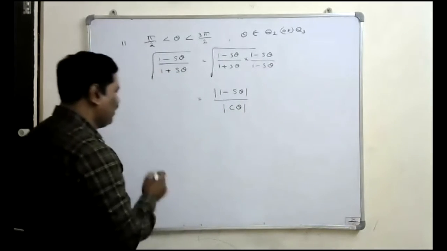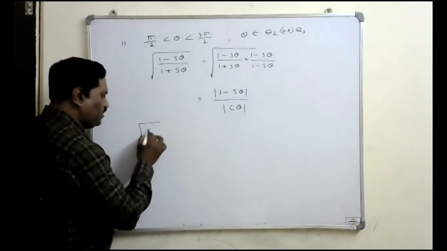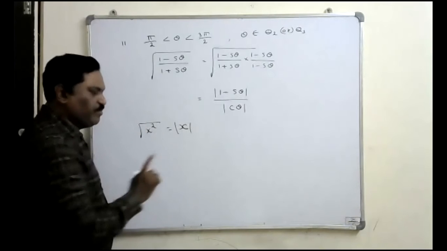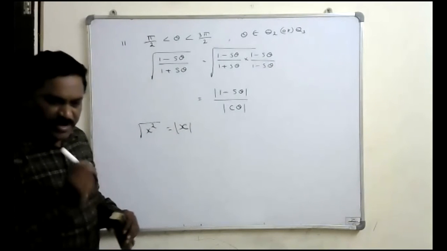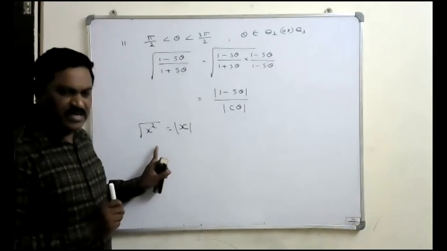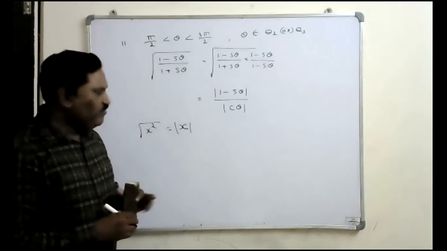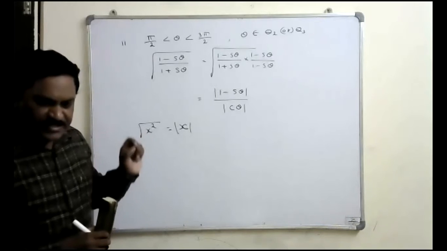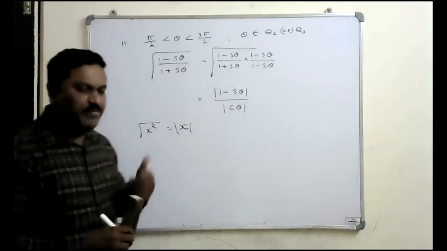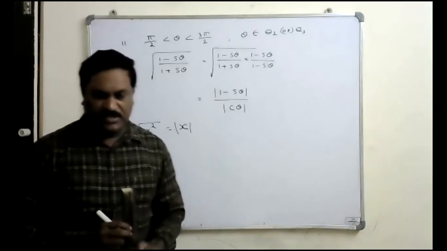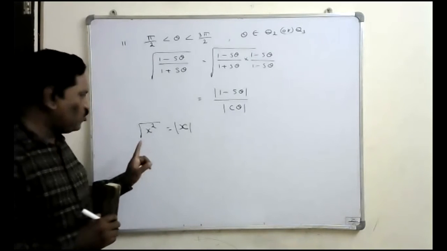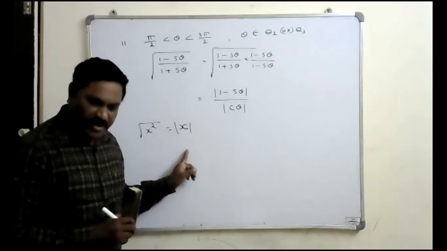Always remember that under root x square is always equal to mod x, not x. Because if any unknown value comes out of the square root, you always have to keep the modulus. Why? Because square root is a positive function. If any value comes out of the square root, it should be positive. I don't know whether x is positive or negative, that's why for root x square we have to write mod x.